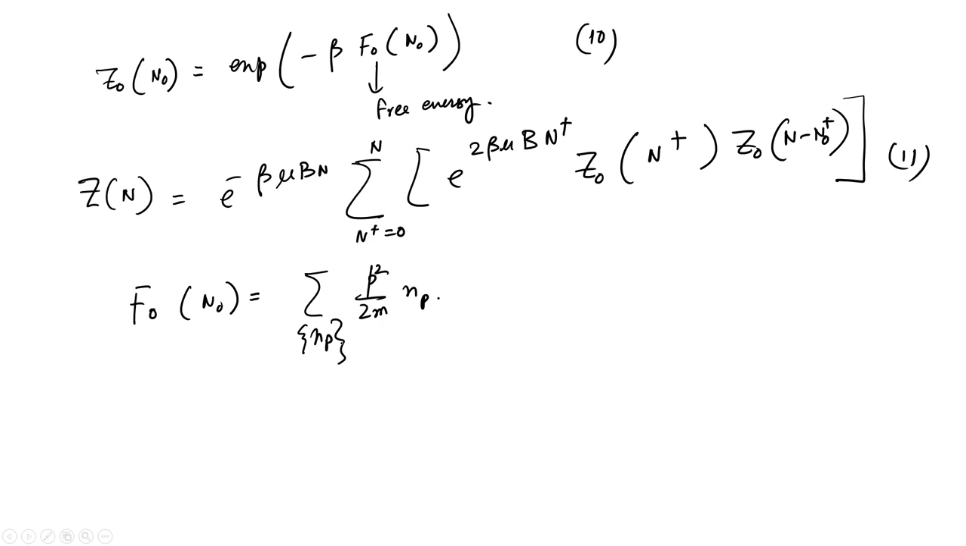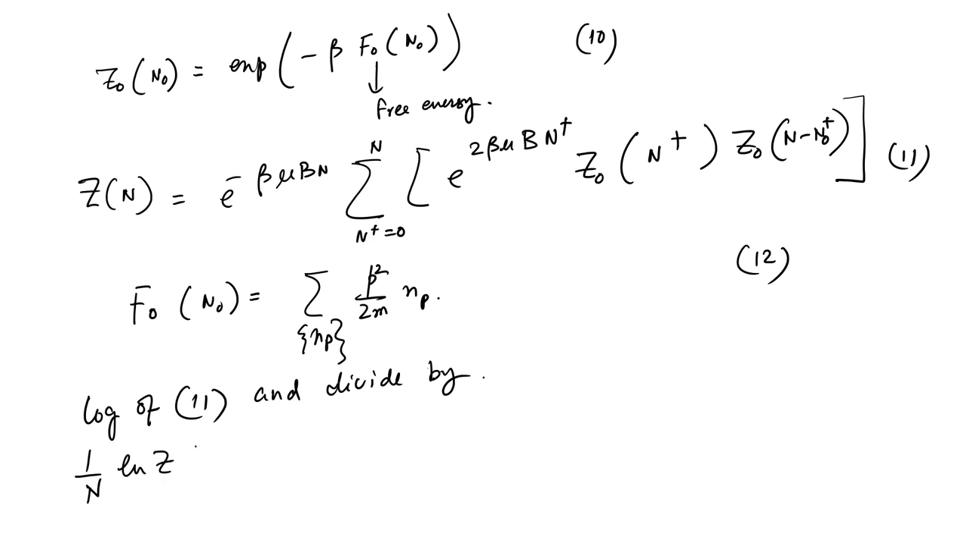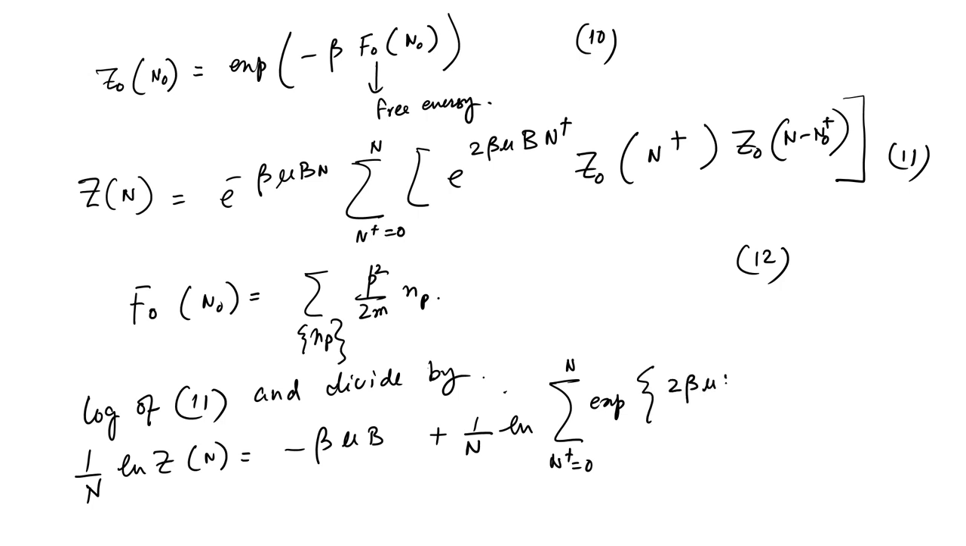Okay. So, what we do is that we take a log of equation 11 and divide by n. This gives you 1 over n log of Z_n, which is equal to minus beta mu_b plus 1 over n log of the sum over n_plus equal to 0 to n of exponential 2 beta mu_b n_plus minus beta F0 n_plus minus beta F0 n minus n_plus, and this is say equation 13.